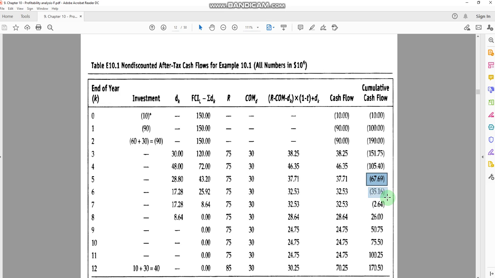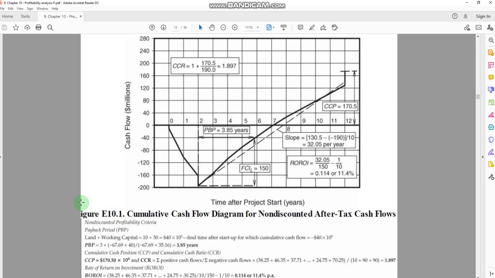Okay, so this will give you the value for the payback time in terms of years. Okay, so from here what we see is 3 plus this factor that we have calculated from the interpolation, and so you can have the payback time of 3.85 years.